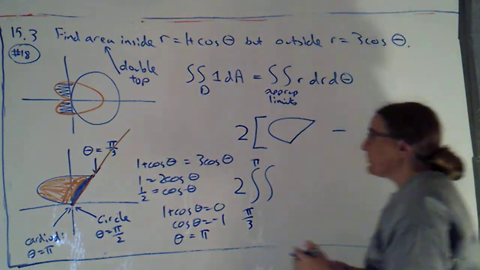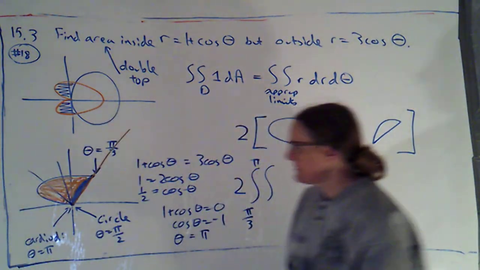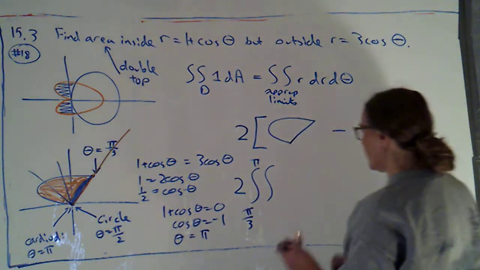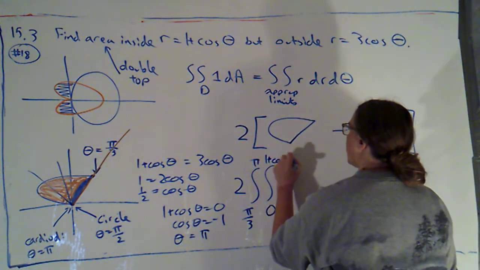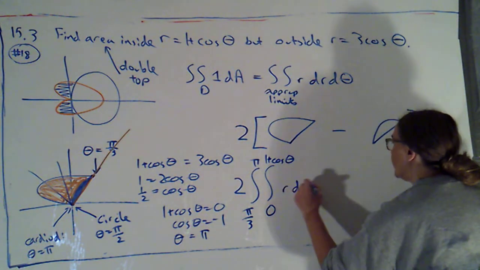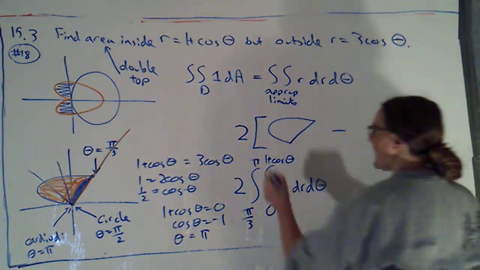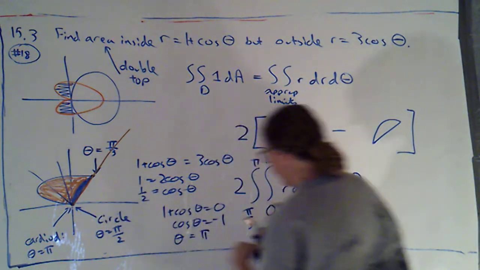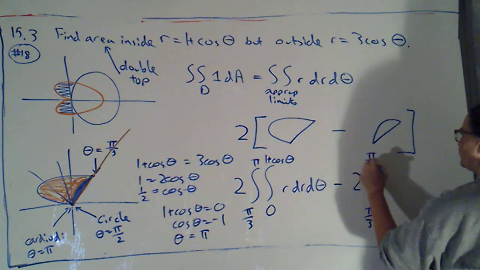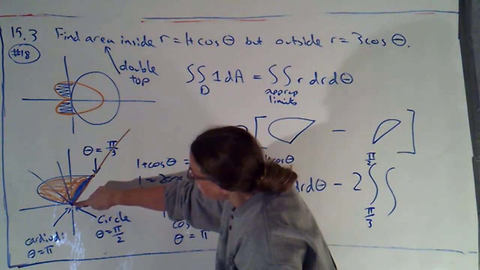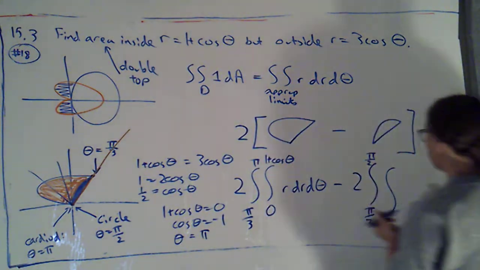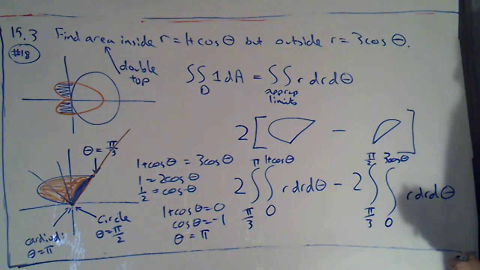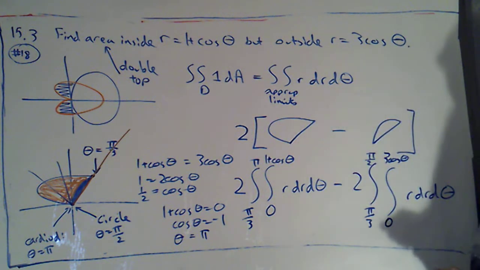Okay. And then for each theta value in there, I like to draw in my constant theta rays, and then I can say, well, I'm in the region as r varies from 0 to the r value on the cardioid. So that's going to be from 0 to 1 plus cosine of theta. And then since we're integrating in polar, it's r dr d theta, because that's my dA. Minus, I'm going to just distribute the 2. For this piece, the circle was just going from pi over 3 to pi over 2. And on the circle, I'm going to be in the circle as r goes from 0 to the r value on the circle, which was 3 cosine theta. And then again, it's r dr d theta.